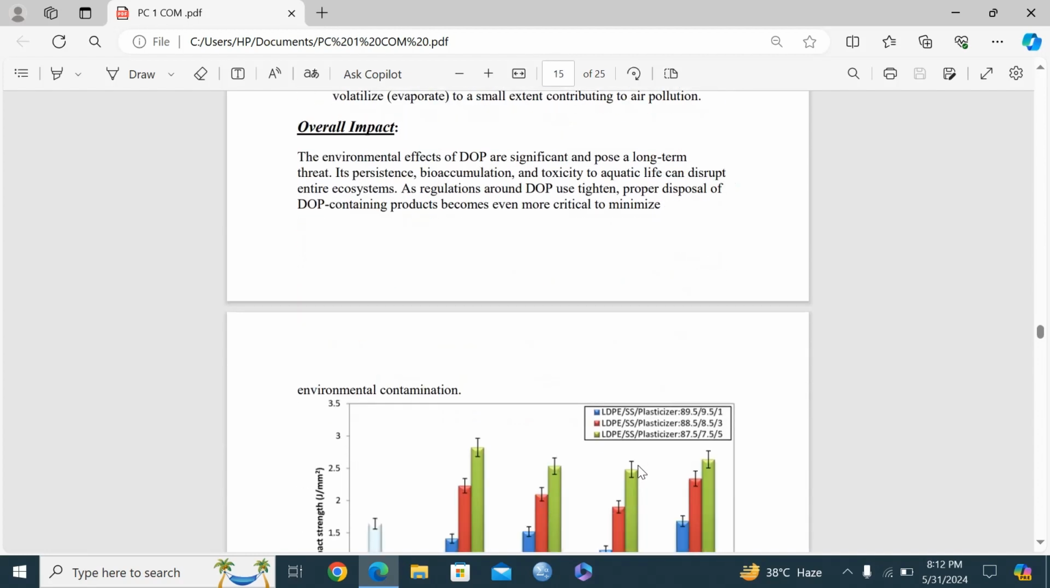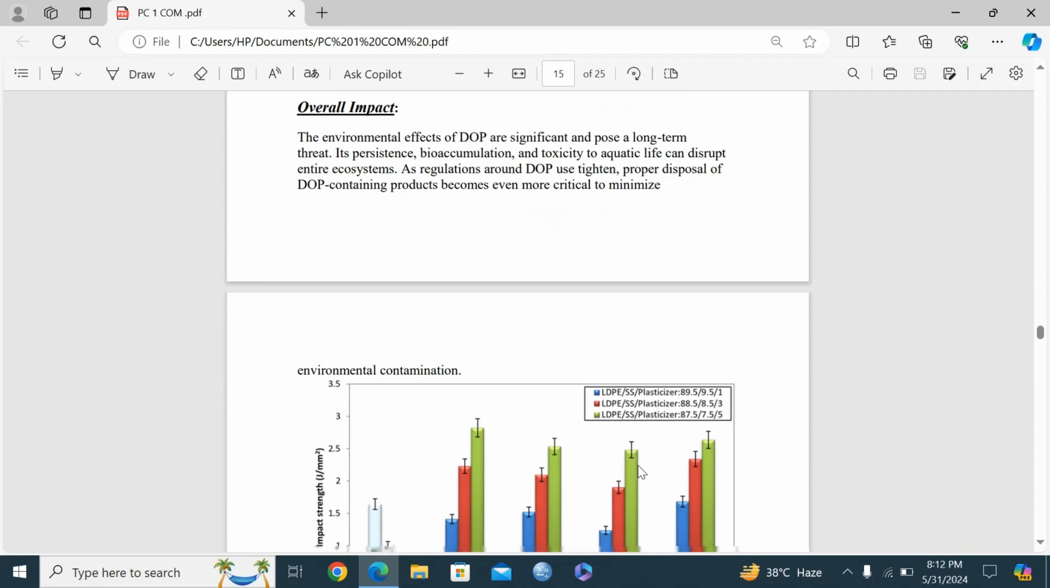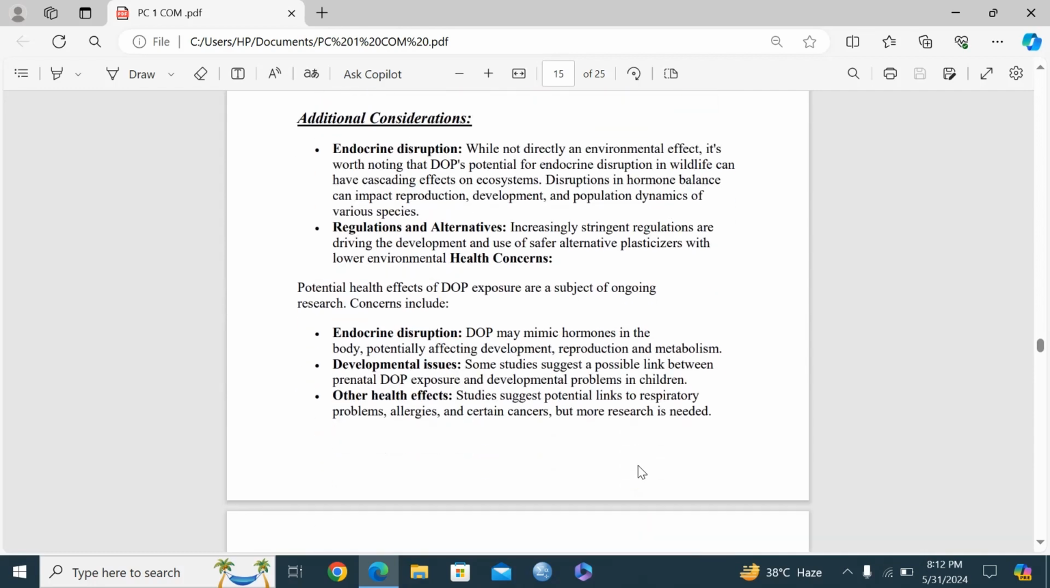Overall impact. The environmental effect of DOP can be significant and pose a long-term threat. Its persistence, bioaccumulation and toxicity to aquatic life can disrupt entire ecosystems. Minimizing DOP containing products becomes even more critical. Additional consideration. Endocrine disruption. While not directly an environmental effect, it's worth noting that DOP's potential for endocrine disruption in wildlife can have a cascading effect on ecosystems.